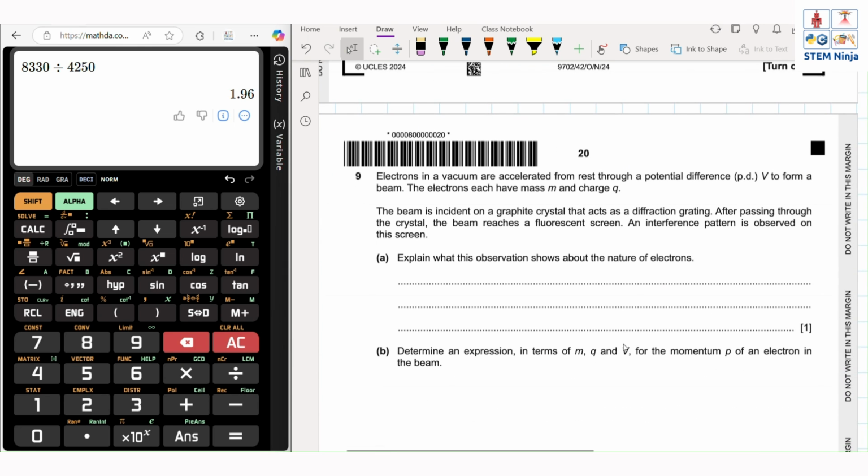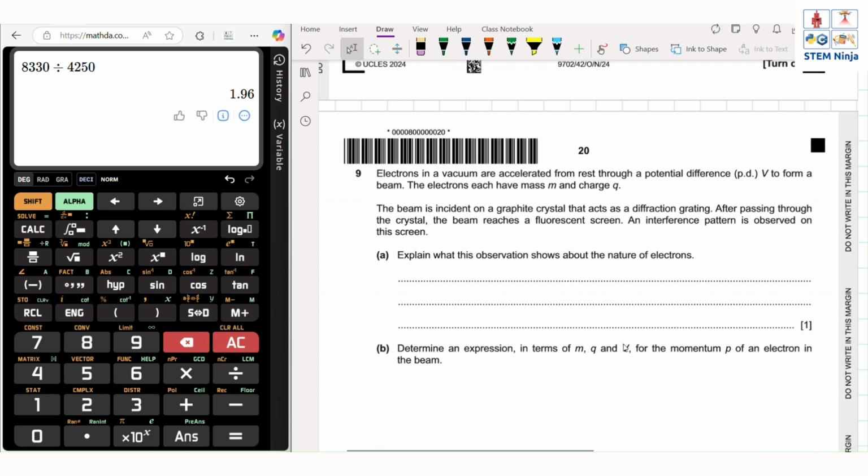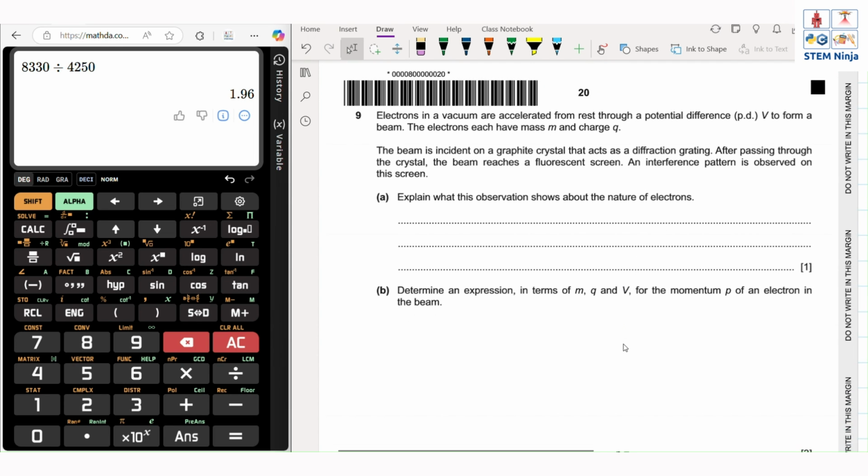Okay, question number 9. Electrons in a vacuum are accelerated from rest through a potential difference V to form a beam. The electrons each have a mass m and charge q. The beam is incident on a graphite crystal that acts as a diffraction grating. After passing through the crystal, the beam reaches a fluorescent screen. An interference pattern is observed on the screen. Explain what this observation shows about the nature of electrons.